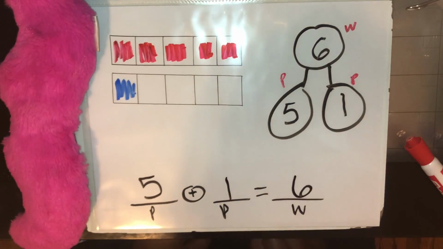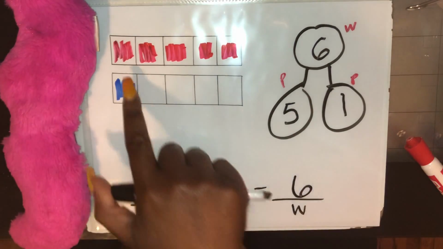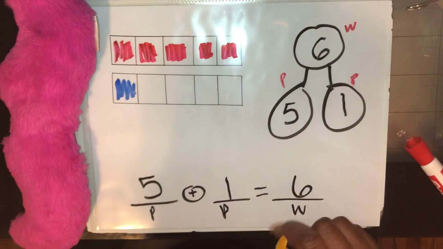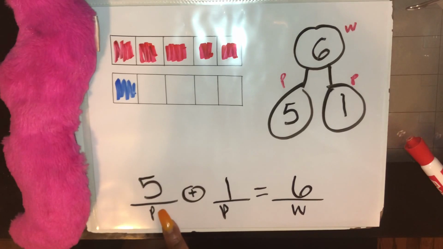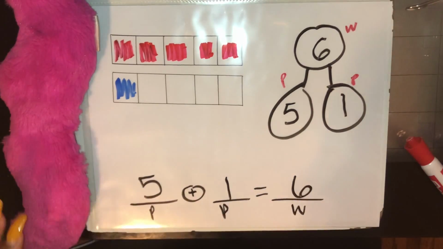Did you see what I did, boys and girls? So first, I thought, it says color 5, so I colored 5. Then it says color 1 blue. I colored 1 blue. 5 red and 1 blue equals 6 altogether. Altogether, my whole, I have a 6, and my 2 parts, 5 plus 1. Okay, so my part 5 plus 1 more equals 6. All right? All right, so now let's try one together.